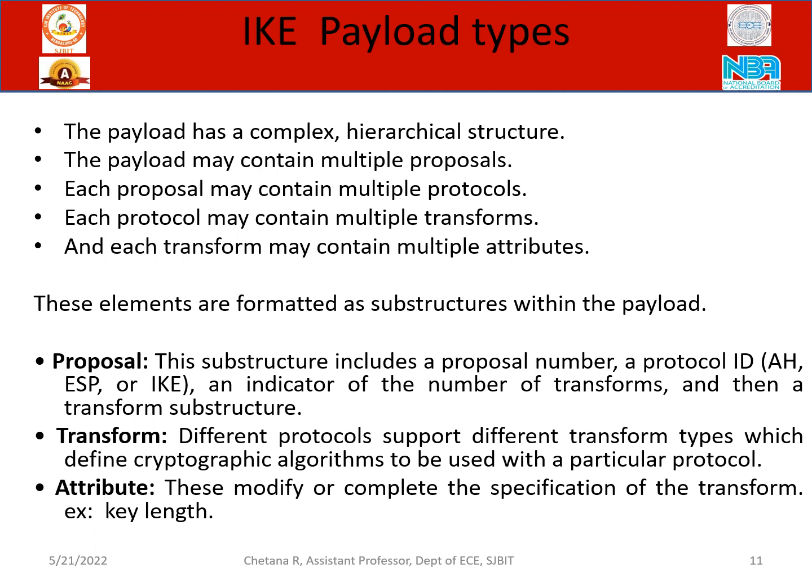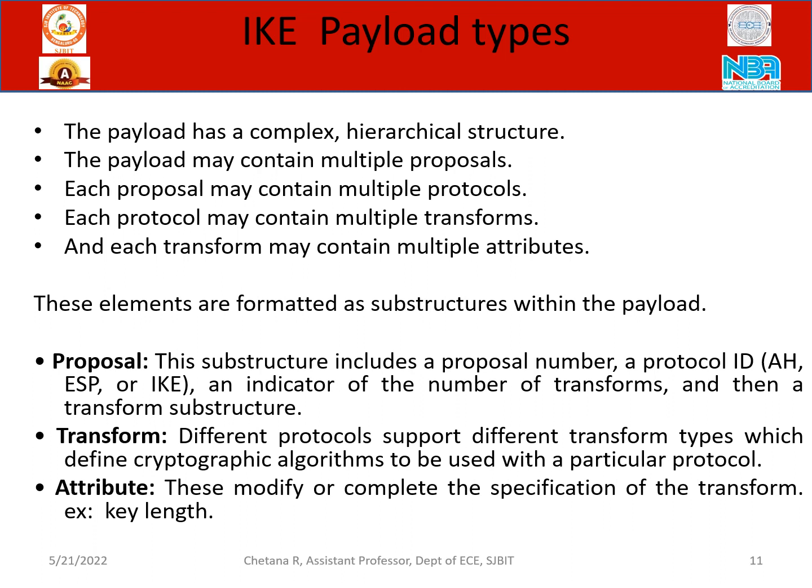This substructure includes a proposal number, a protocol ID (AH, ESP or IKE), an indicator of the number of transforms, how many transforms it has undergone, and then a transform substructure. What is the type of the transformation it is done? So that is the information contained in the proposal.